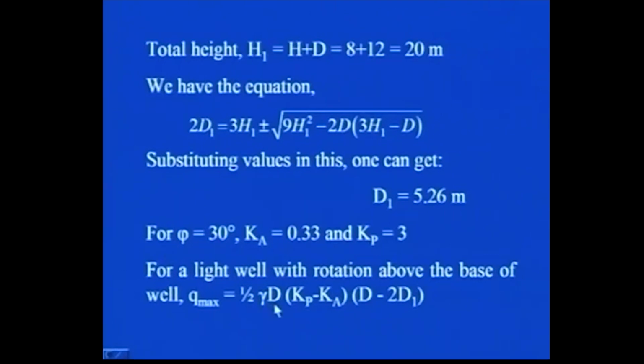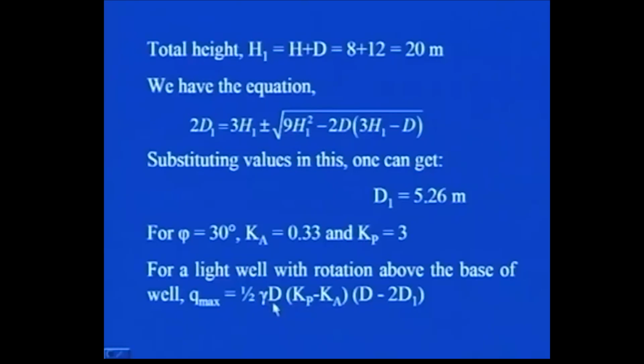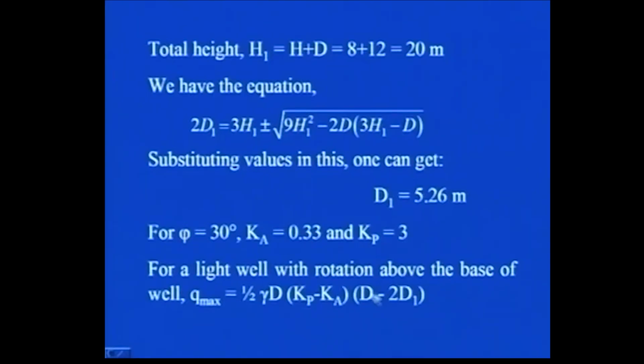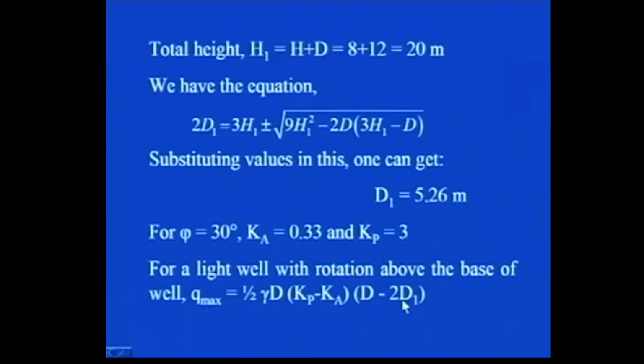So now I know each and everything in this particular expression. Gamma is the submerged unit weight of the sand, which is given to be 1 ton per meter cube. D we know is 12 meter. Kp and Ka we have obtained corresponding to the angle of shearing resistance, which is given to be 30 degree. Then D we already know it is 12 meter, and d1 we have obtained from this particular expression as 5.26 meter.